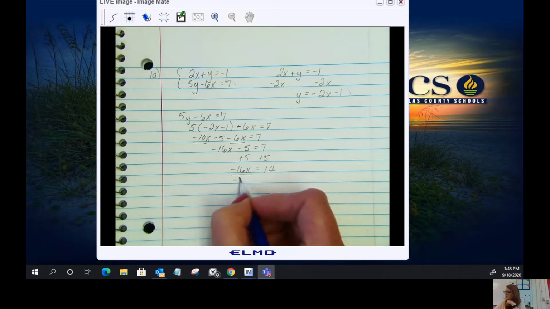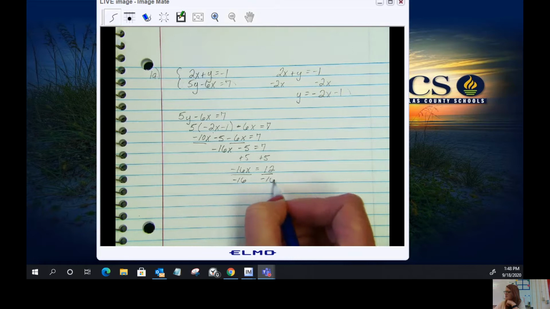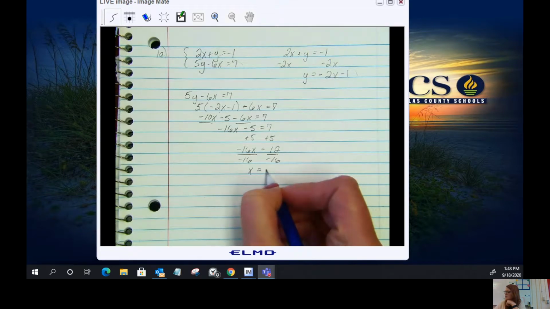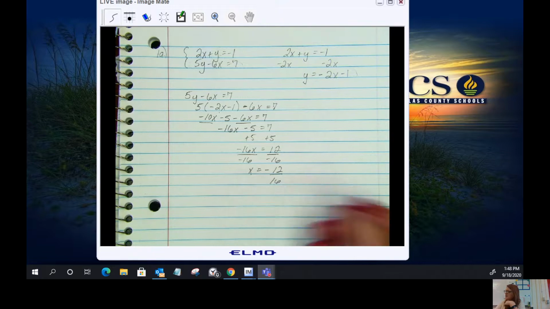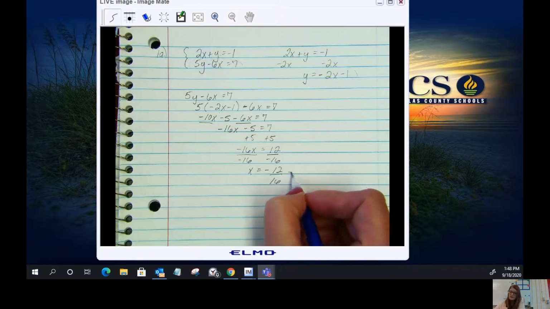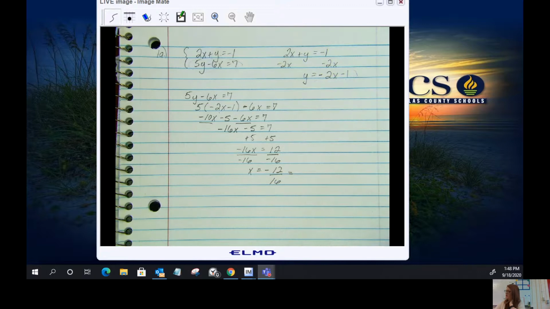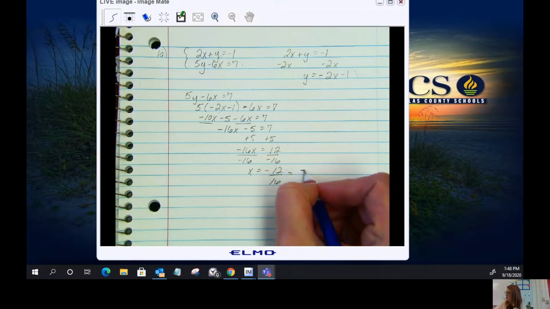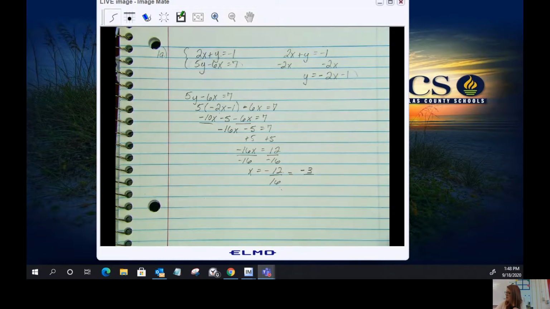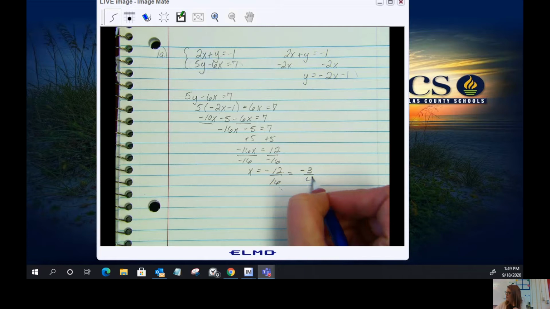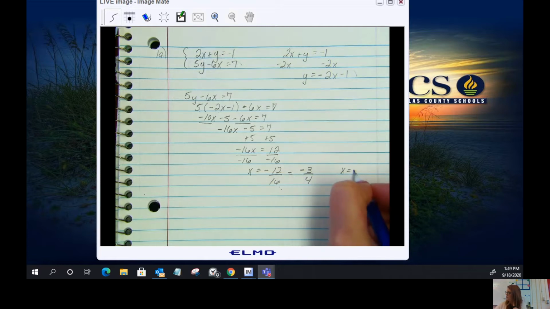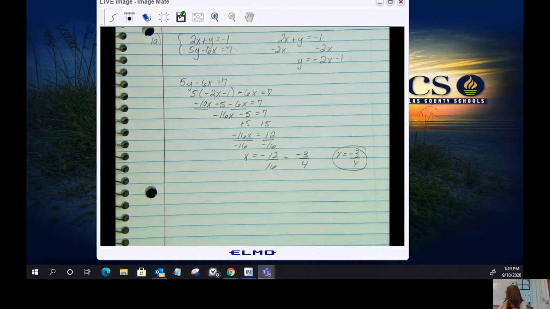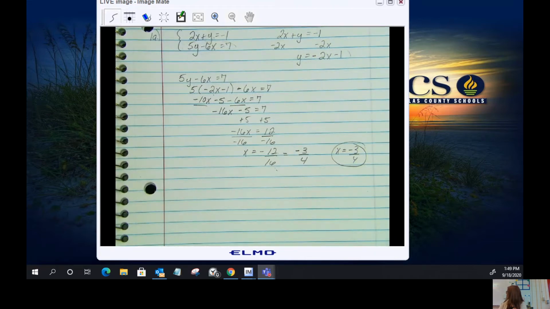Divide out the -16. And I get x equals -12/16. Let's see, I can reduce that. Numerator and denominator are both divisible by 4. So -12 divided by 4 is -3. 16 divided by 4 is 4. So x equals -3/4. Now that I have my x value, I want to go get my y value.